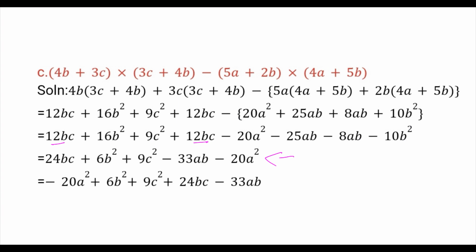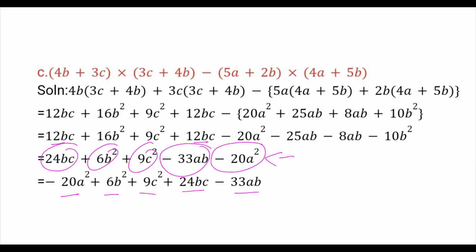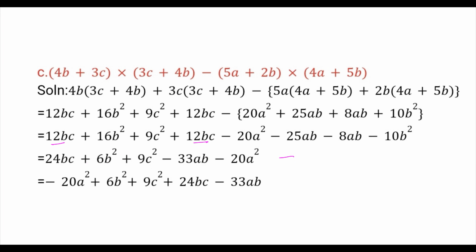Okay, but we're just writing them down according to the powers again. So you can see that here, we're going to write this first, then b second, then c square, and then we're going to write this 24bc, and at last we'll write this minus 33ab. But once again, like I said, you can always stop here, right?